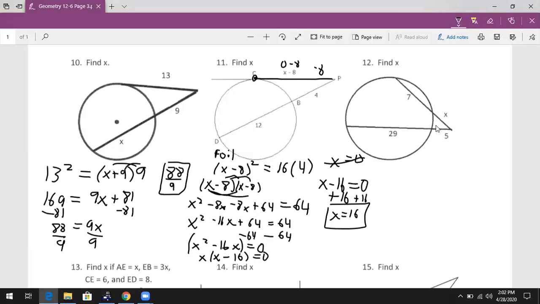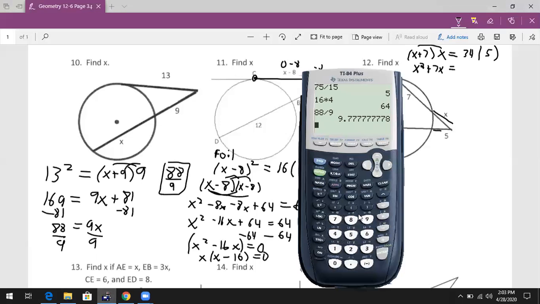All right. 12 is similar. The whole thing, x plus 7 times the part outside, x is the whole thing. 29 and 5 is 34 times the part outside, 5. Or back to script, distribute x squared plus 7x is 34 times 5, which is 170.